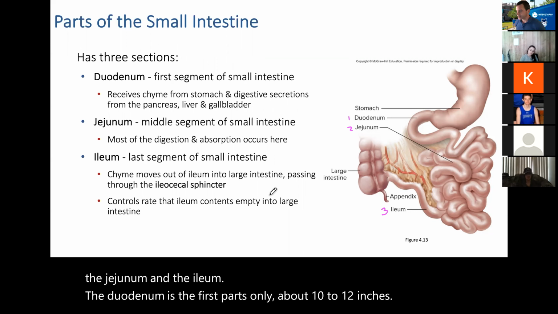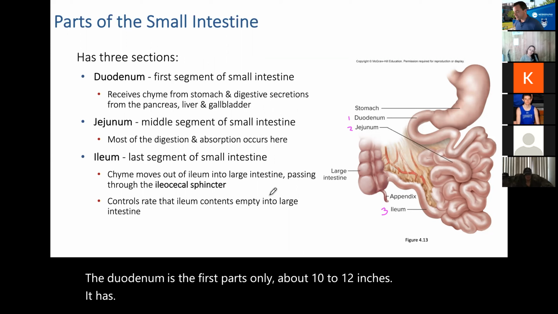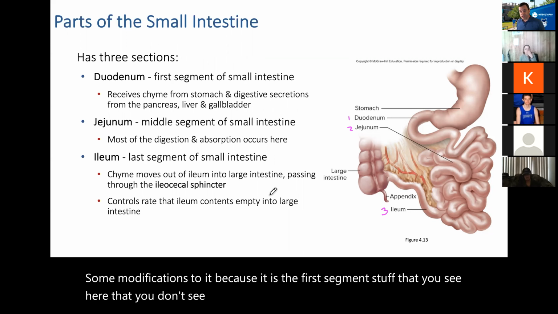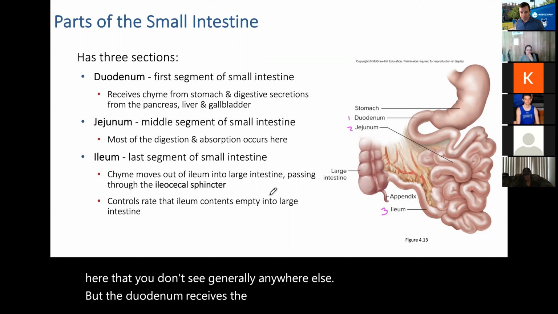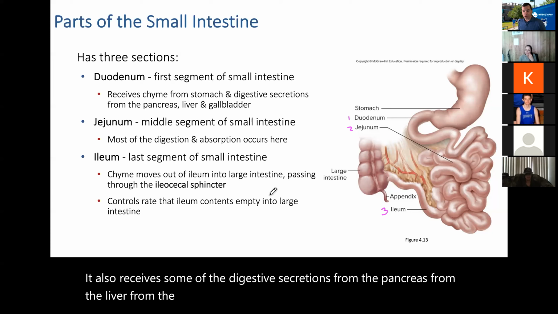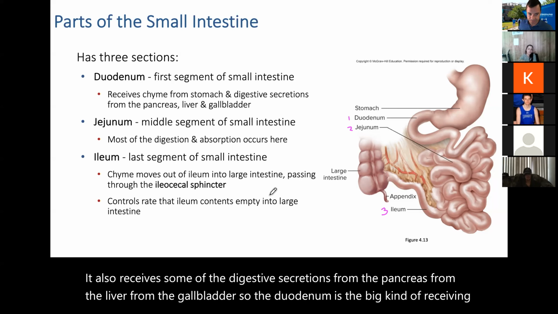It has some modifications to it because it is the first segment. Stuff that you see here that you don't see generally anywhere else. But the duodenum receives the acidic chyme from the stomach. It also receives some of the digestive secretions from the pancreas, from the liver, from the gallbladder. So the duodenum is the big kind of receiving segment of the small intestine.